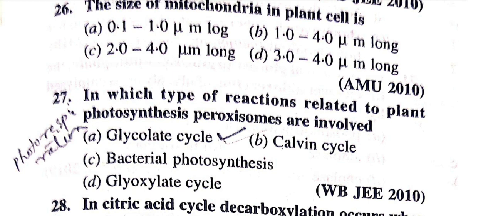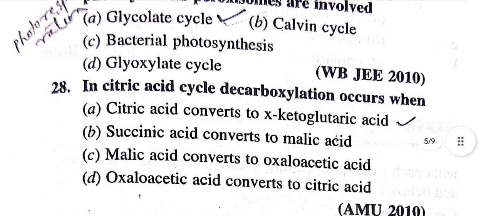It is glyoxylate cycle. In citric acid cycle, decarboxylation occurs when citric acid converts to alpha ketoglutaric acid. It is not X-glutaric acid, it is alpha ketoglutaric acid. Please remember all the steps of Krebs cycle, and here I am directly telling you that citric acid converts to alpha ketoglutaric acid. It is not a direct step because many intermediate steps are present between citric acid and alpha ketoglutaric acid, but finally decarboxylation occurs.